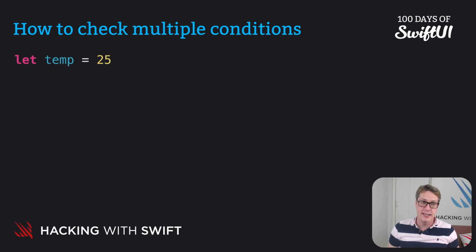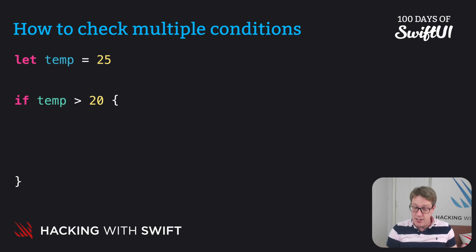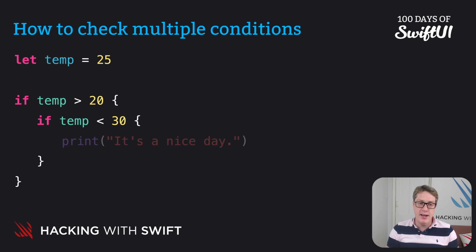We could say something like, let temp equals 25. If temp is greater than 20, then run some code. And in that code, we'll have another condition. If temp's less than 30, so that's our range, finally print "It's a nice day." And that works well enough. You can use that code if you want to, but Swift provides a shorter alternative.